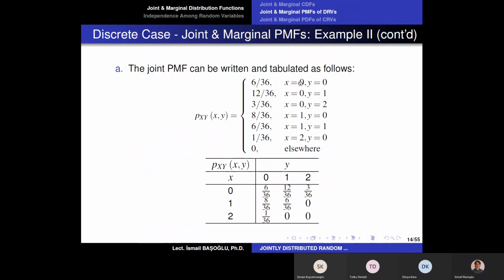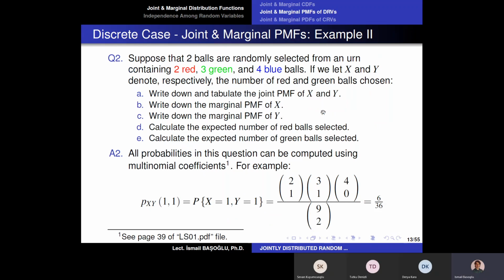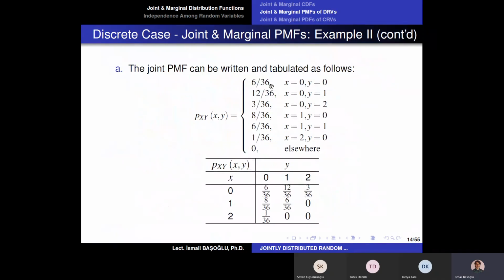Actually, we may select no red or no green balls. So this means these two balls that are selected are from blue balls. And in that case, we write 2 choose 0, 3 choose 0, and 4 choose 2 in the numerator. And that has a probability of 6 over 36. Now, we have 6 possible cases for X and Y to take values. Both of them can be 0. X can be 0 and Y can be 1. X can be 0 and Y can be 2. X can be 1 and Y can be 0. X can be 1 and Y can be 1. And X can be 2 and Y can be 0.